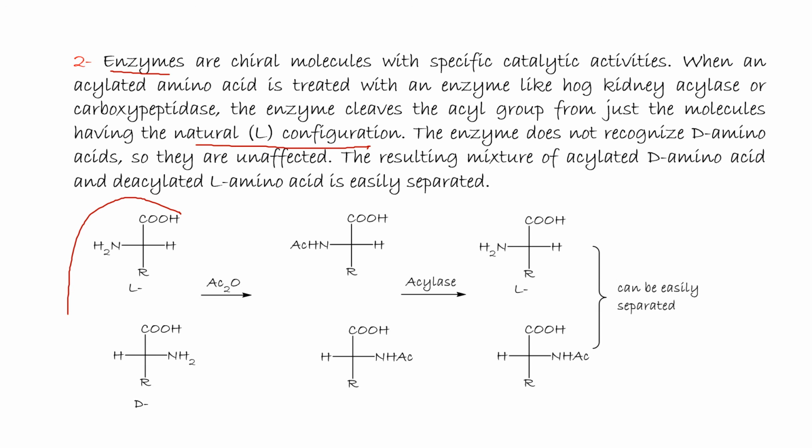So we have here a mixture of D and L. We acylate them, so we have N-acyl, N-acyl. Then we apply the enzyme acylase. The acylase will deprotect the naturally occurring L isomer, and we get the L deprotected amino acid, and will not recognize the D isomer. So we have here a mixture of deacylated L and acylated D, which can be separated easily by chromatography again or crystallization.